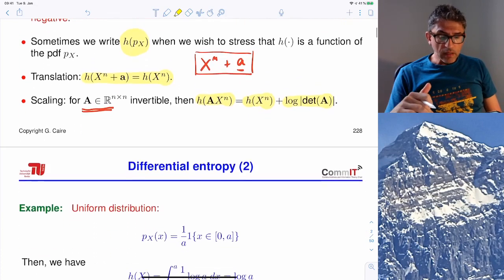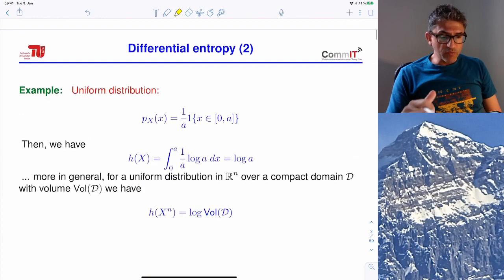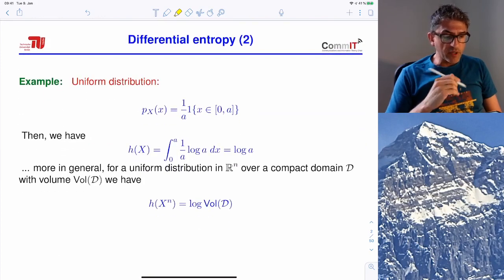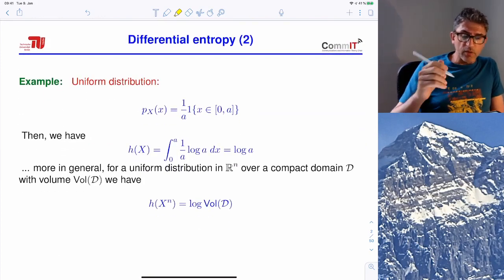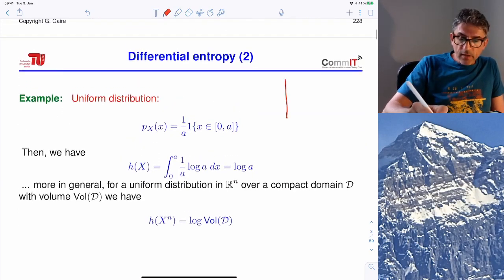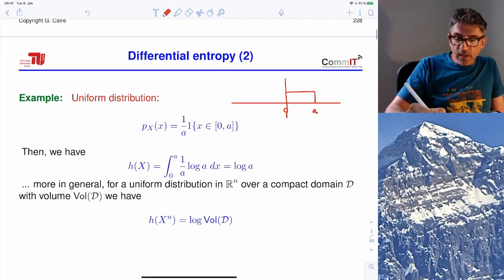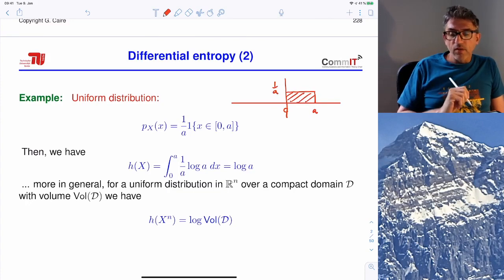So those are two immediate properties. Just to give you an example, for the uniform distribution: what is the uniform distribution? It's a distribution whose density is uniform over an interval. For example, this example considers the interval 0 to a, and the density is simply equal to 1 over a over this interval.